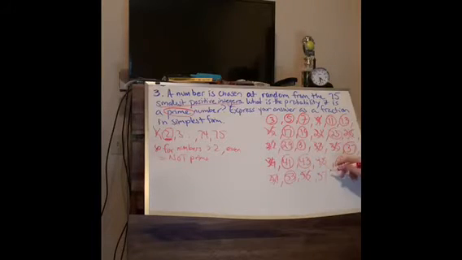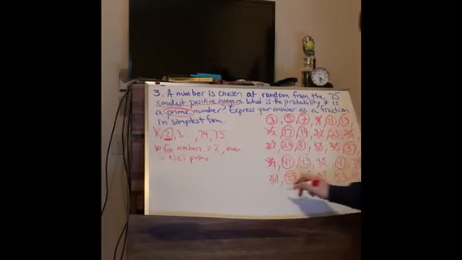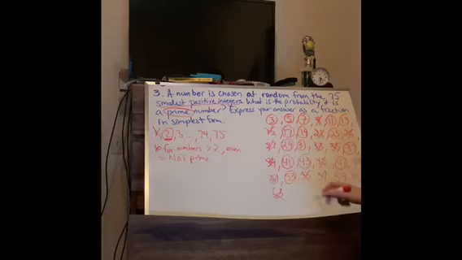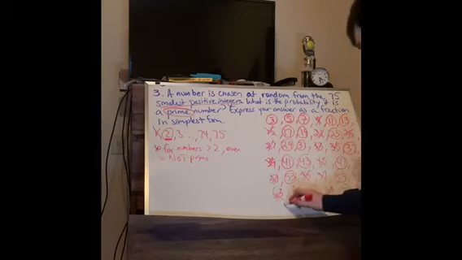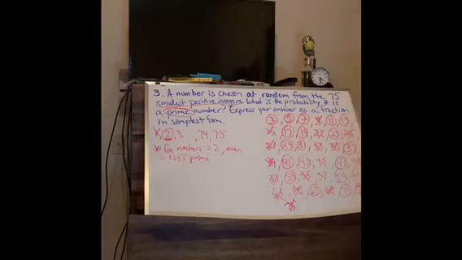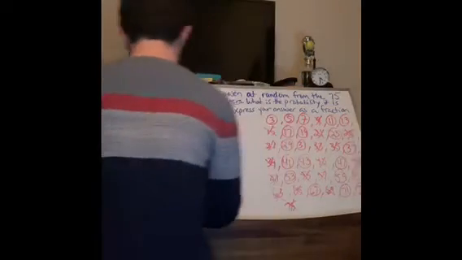57 is 19 times 3. 59 does work. 61 works. 63 does not: 9 times 7. 65 obviously doesn't work because it's divisible by 5. 67 I think works. I gotta just make sure. 69 does not because 23 times 3. 71 works. Yeah, it does. 73, yes, I want to make sure. And 75 does not. So the probability is going to be something out of 75.